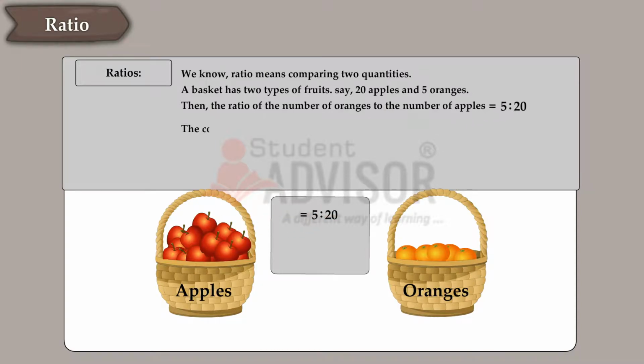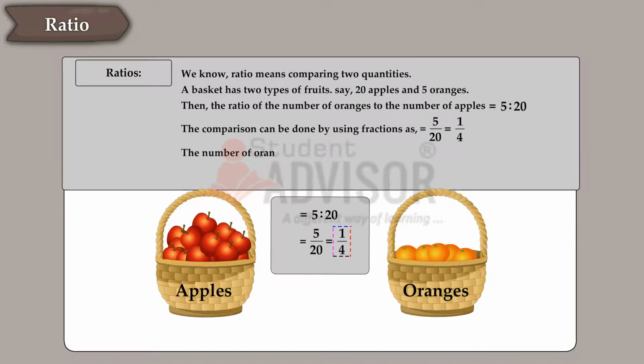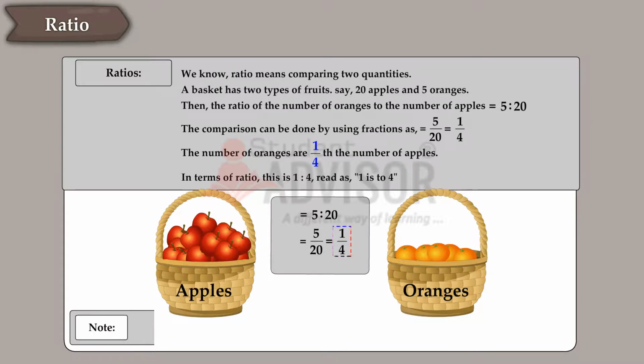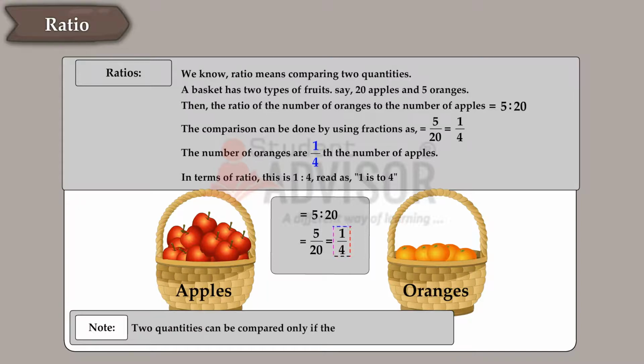The comparison can be done by using fractions as 5/20 is equal to 1/4. The number of oranges is 1/4 the number of apples. In terms of ratio, this is 1:4, read as 1 is to 4. Note: the quantities can be compared only if they are in the same unit.